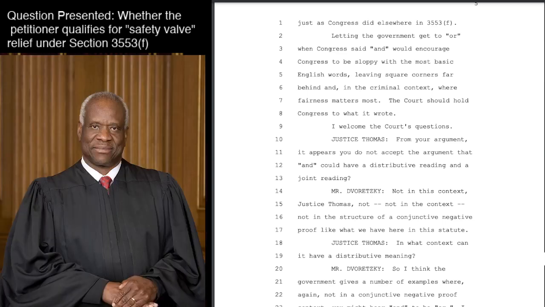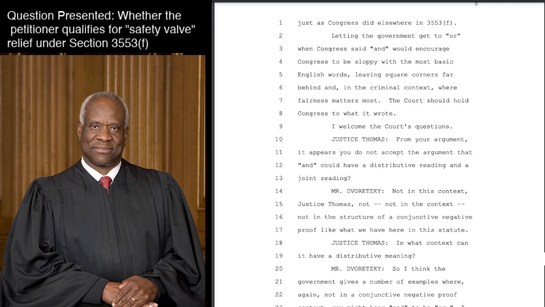From your argument, it appears you do not accept the argument that "and" could have a distributive effect, reading "and" as a joint reading. Not in this context, Justice Thomas. Not in the structure of a conjunctive negative proof like what we have here in this statute. In what context can it have a distributive meaning?